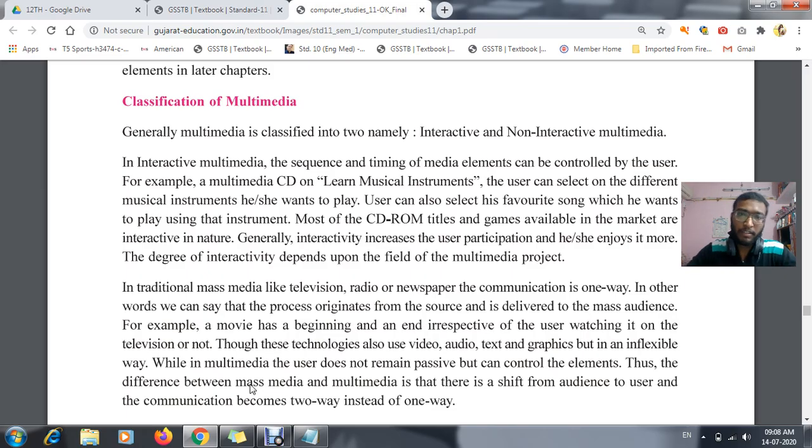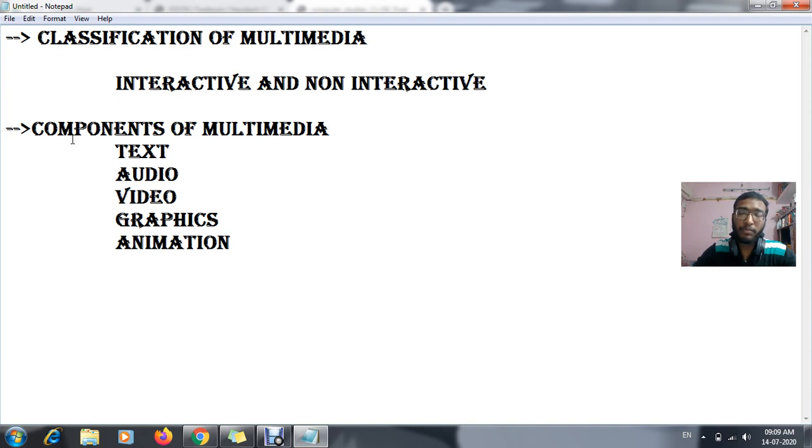Hello students, good morning. In your previous lecture, I explained the classification of multimedia. This is a revision; I already explained it in the previous video. The classification of multimedia can be divided into two parts, that is interactive and non-interactive.